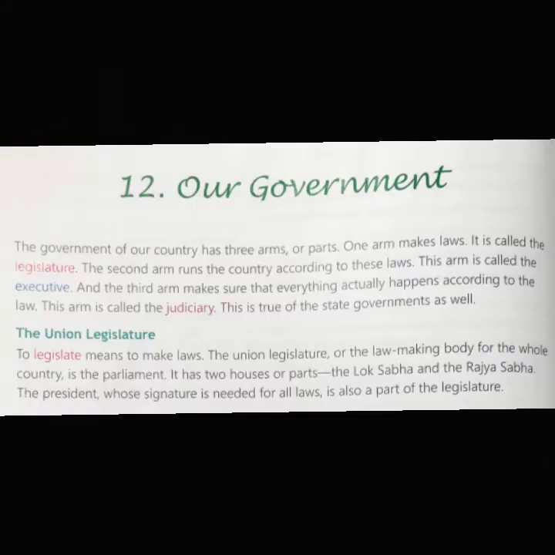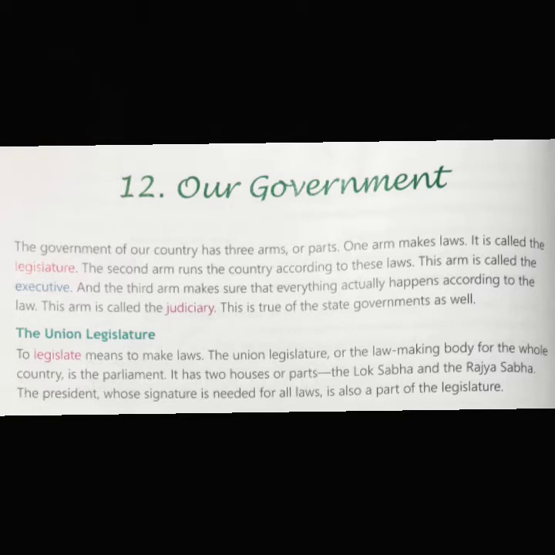The government of our country has three arms or parts. One arm makes laws, it is called the legislature. The second arm runs the country according to these laws. This arm is called the executive. And the third arm makes sure that everything actually happens according to the law. This arm is called the judiciary. This is true of the state governments as well.